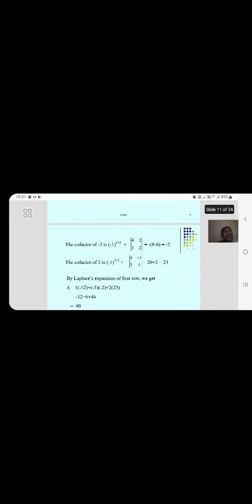Like this we have to find the second element of the first row. The cofactor of minus 3 has a negative sign with its minor, so minus 1 whole power 1 plus 2 into the determinant 4, 2, 3, 2, that equals minus of 8 minus 6, that equals minus 2.